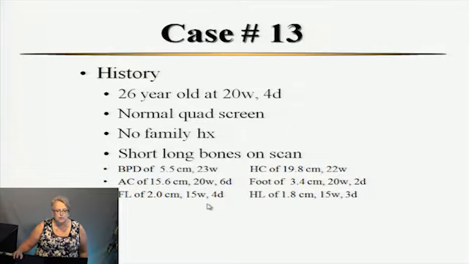Femur length is measuring 15 weeks, 4 days. Humerus is measuring 15 weeks, 3 days. And then the foot. How many people are doing the femur-foot ratio?